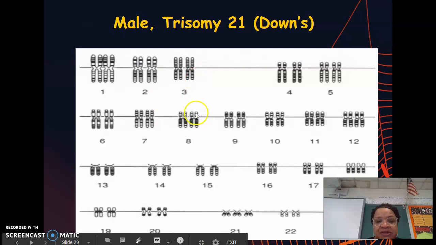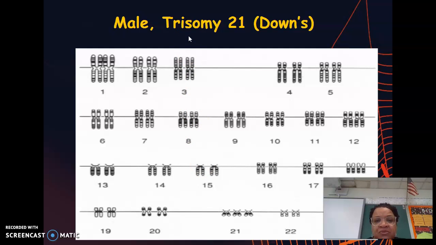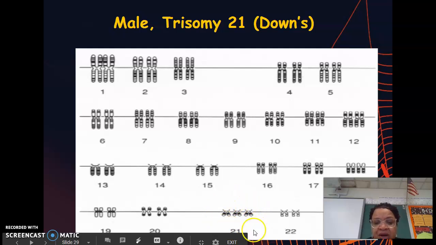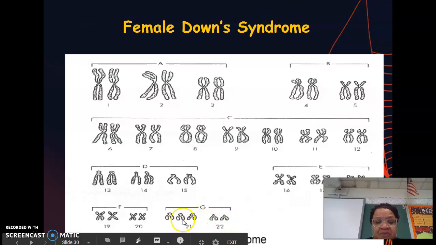This would be a male with Down syndrome. Trisomy means that it's on that chromosome number, meaning it's 3 chromosomes. And this particular one, 3 chromosomes on number 21. You should only have 2, one from each parent. This male has 1 X chromosome and 1 Y chromosome. So this male has Down syndrome. This female has Down syndrome, 3 chromosomes on chromosome number 21.